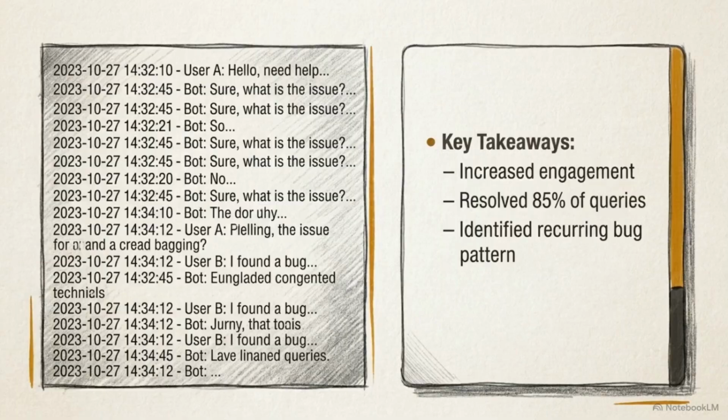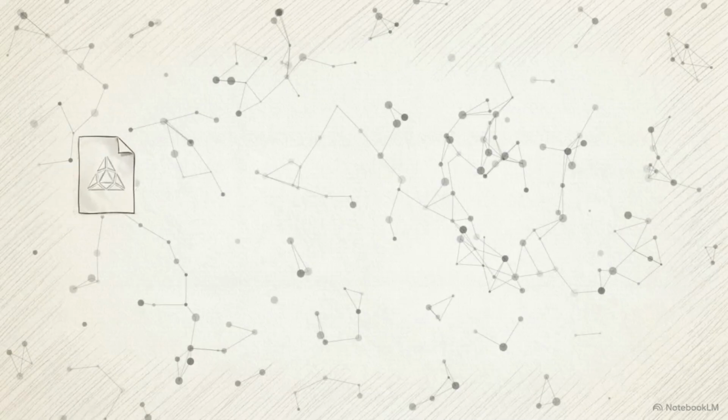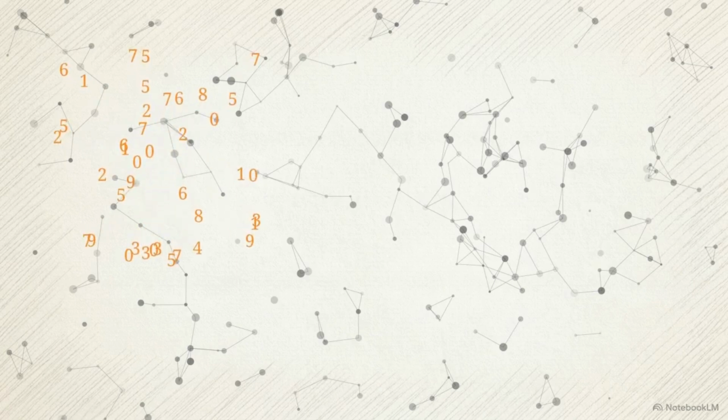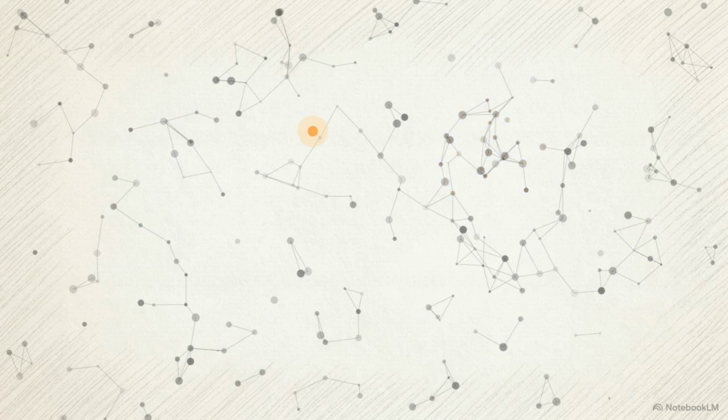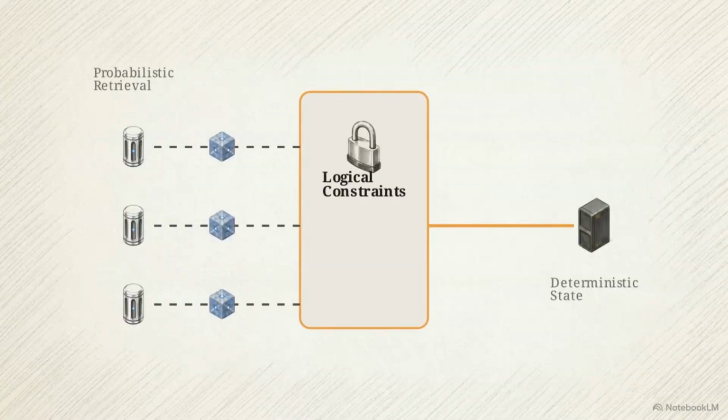learned from that history. To manage this data, developers use two primary formats: vector and symbolic memory. Vector memory turns information into numeric embeddings, mapping them into a high-dimensional space. This allows an agent to retrieve information based on semantic similarity. If a query enters the system, the agent can find related concepts even if the exact keywords don't match. Symbolic memory uses discrete structures, like SQL tables or key-value pairs. While less flexible than vector search, these symbolic systems are necessary for enforcing exact business rules and logical constraints that a numeric embedding might blur.